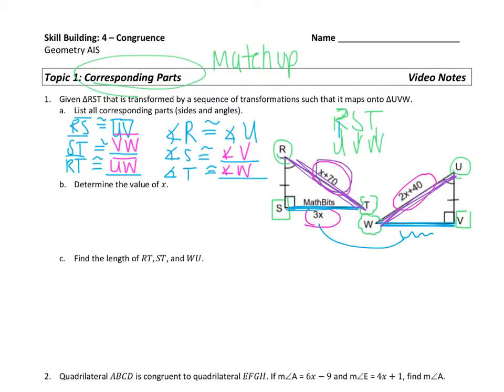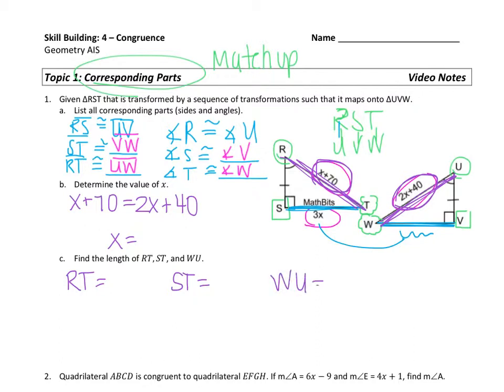means that x plus 70 is congruent or equal to 2x plus 40. X plus 70 equals 2x plus 40. So I'm going to solve for x, and then after that I'm going to move on to part C, where I'm asked to find the length of each of the following: RT, ST, and WU. Go ahead and do that, pause the video while you're doing it, and then check back with me to see the answers.